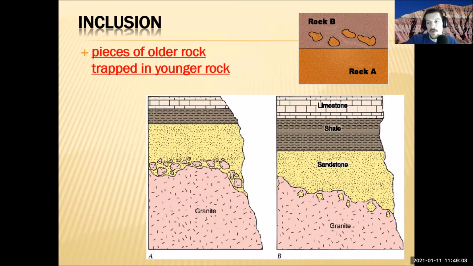Here's another example. On the bottom left here, granite is older because granite is trapped inside of the sandstone. However, on the right here, for example B, we see that the sandstone is being trapped by the granite, which means that the sandstone was older than the granite. So A and B are two different images. Don't let those trip you up. Just remember, inclusions, just like a Happy Meal includes a toy inside, inclusions include pieces of older rock trapped inside younger rock.